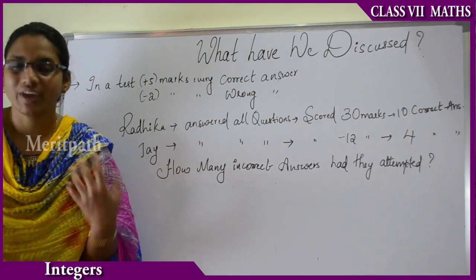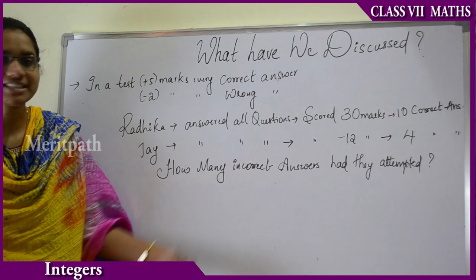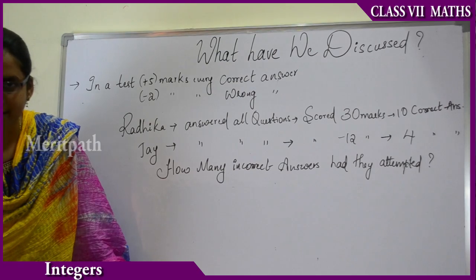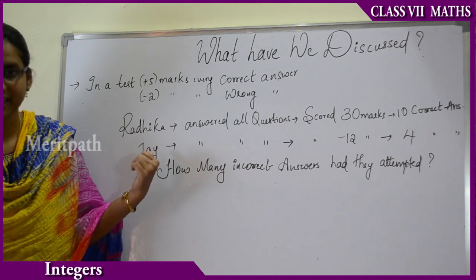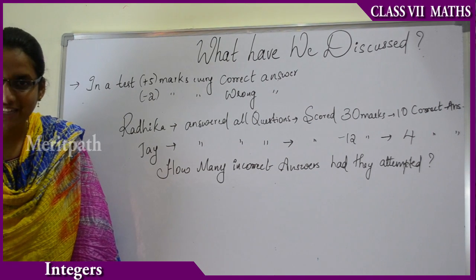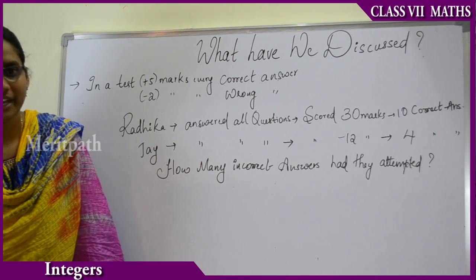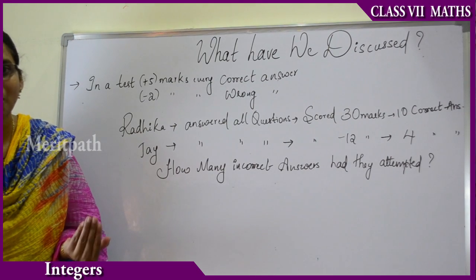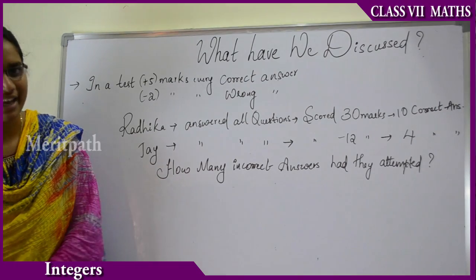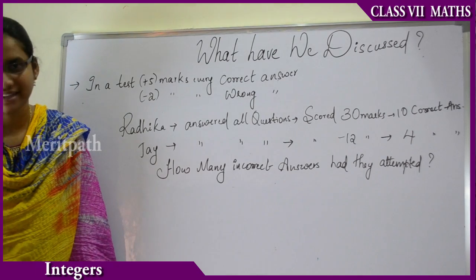Now the question is, we have to identify how many incorrect answers they had attempted, that is, how many wrong answers both Radhika and Jai attempted. It is so interesting, right? If you write exams, you will be calculating how much you had attempted. This solution will help you in real life also, to calculate your marks regarding the negative marks and the correct answers when you attempt an exam. Now let us see how to solve this problem.